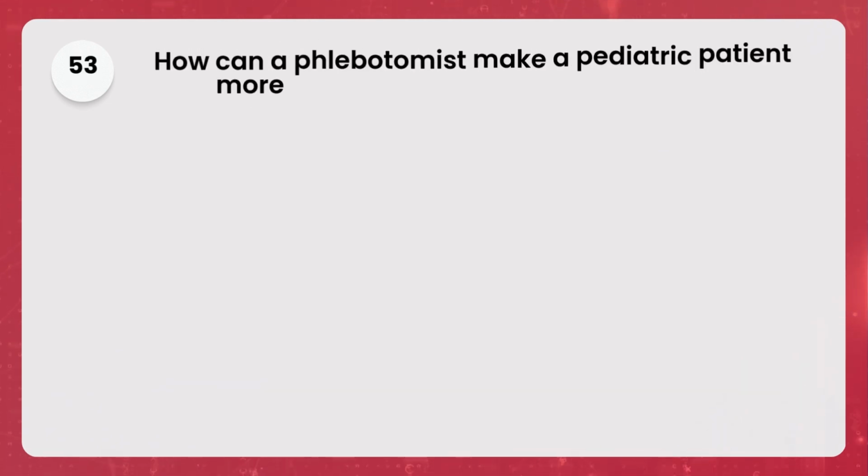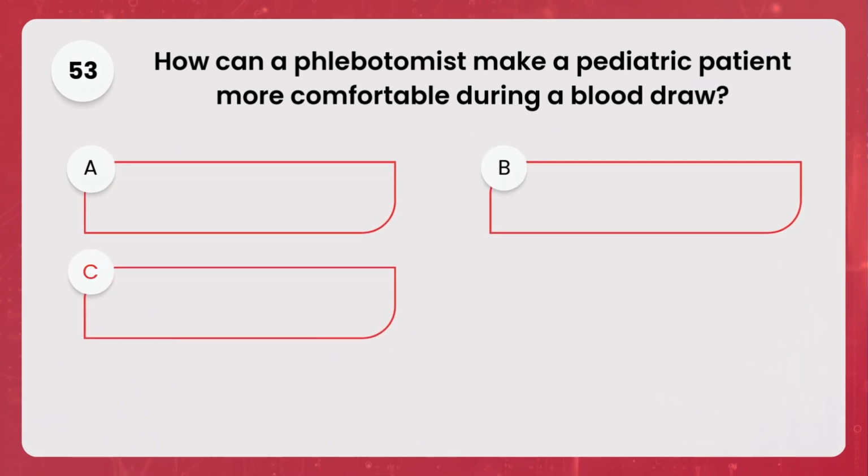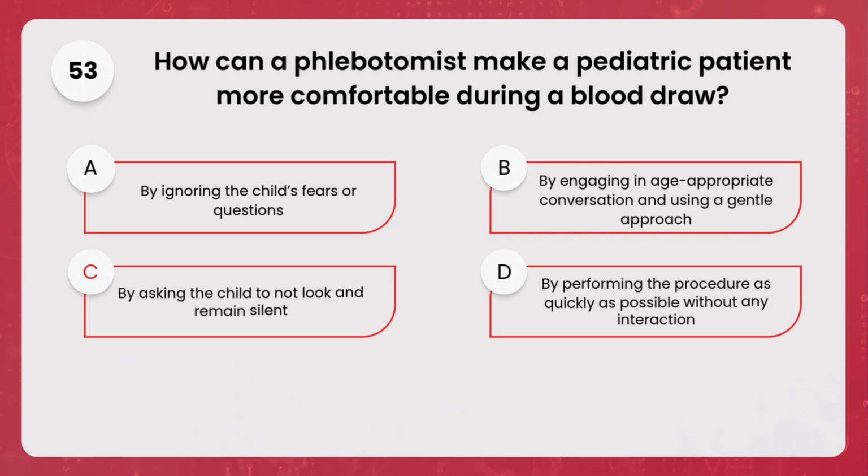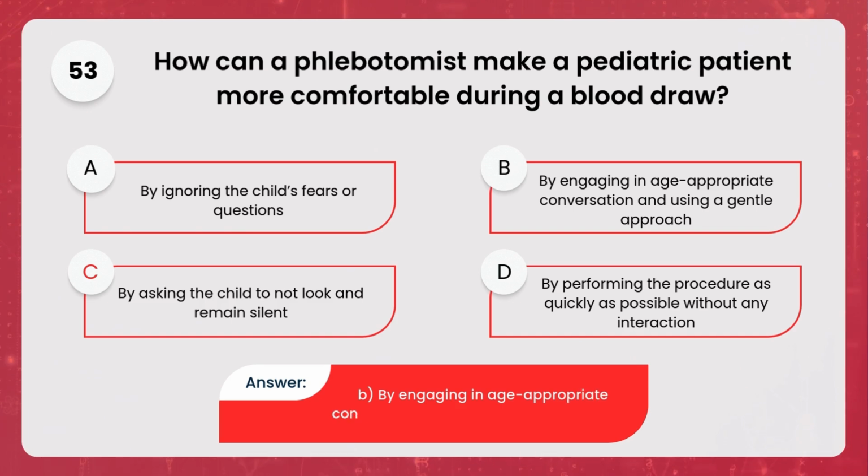Number 53. How can a phlebotomist make a pediatric patient more comfortable during a blood draw? A. By ignoring the child's fears or questions. B. By engaging in age-appropriate conversation and using a gentle approach. C. By asking the patient not to look and remain silent. D. By performing the procedure as quickly as possible without any interaction. The answer is B. By engaging in age-appropriate conversation and using a gentle approach.